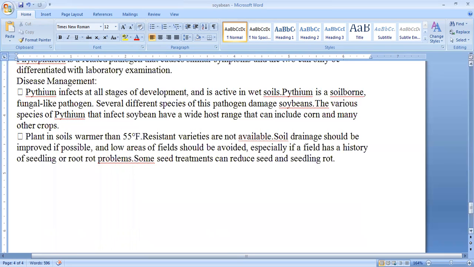So what we are going to do is soil drainage. Soil drainage is the most important disease management practice for seedling rot. Low areas of the field should be avoided, and if there is already a history of seedling or root rot problems, then seed treatments to reduce seed rot should be used.